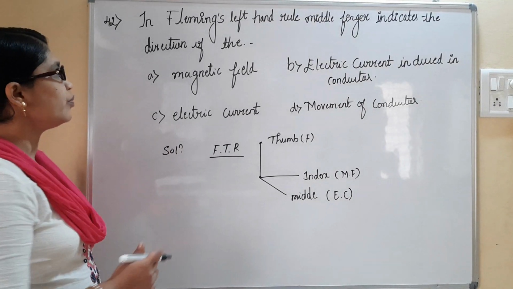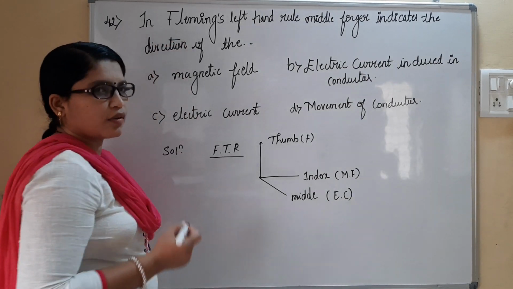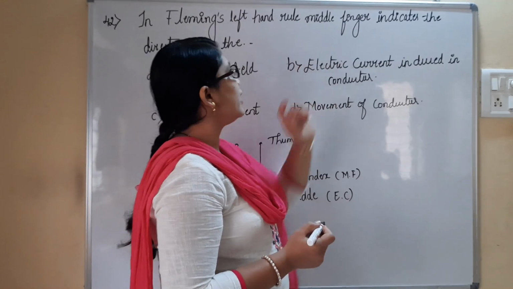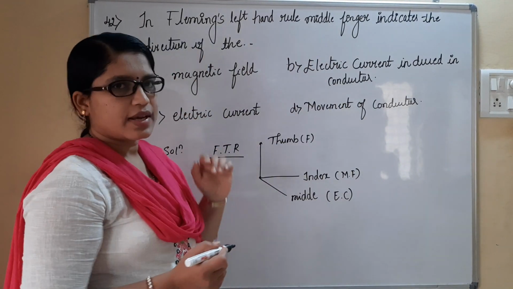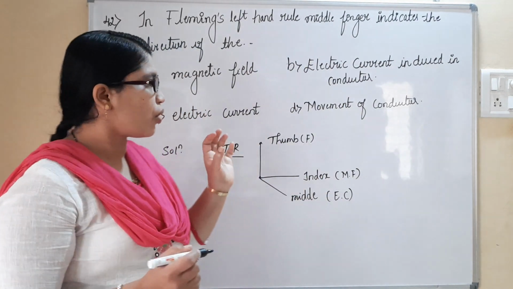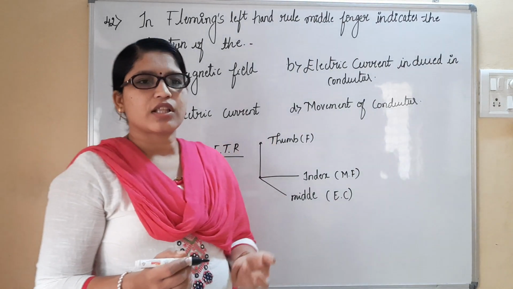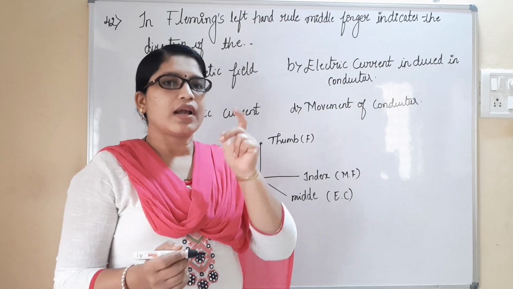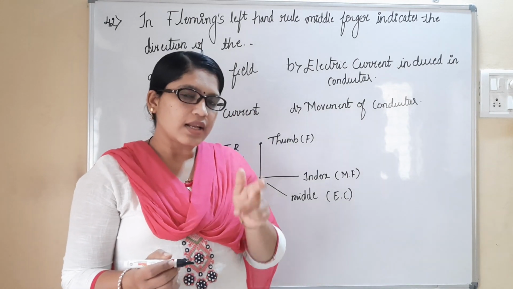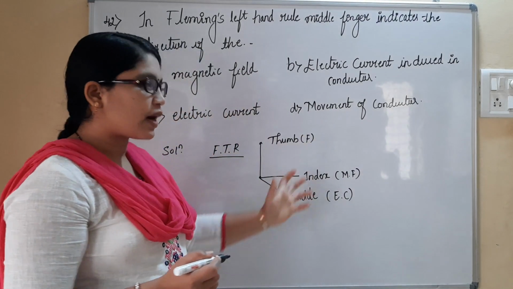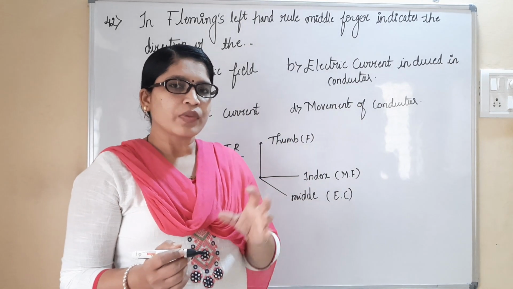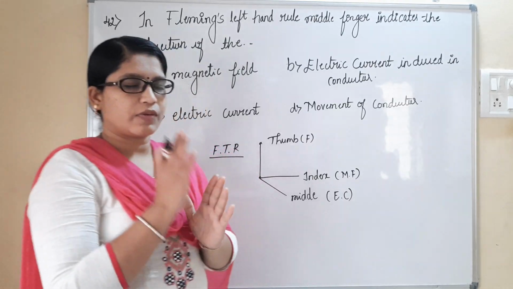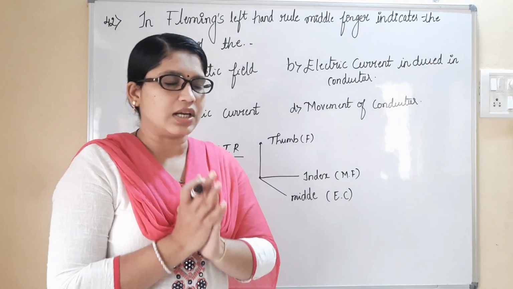Coming to the next question, I have the 42nd, again from the physics part. In Fleming's left hand rule, the middle finger indicates the direction of dash. So we have to find out the correct option out of 4. So we have Fleming's left hand rule, right? Like this we are supposed to keep, and we will be seeing the direction of these parameters, which is mainly due to the force exerted on any of the conductors, the force experienced by the conductors.